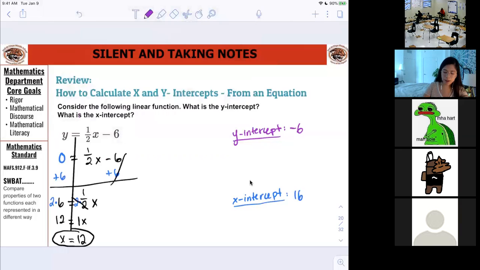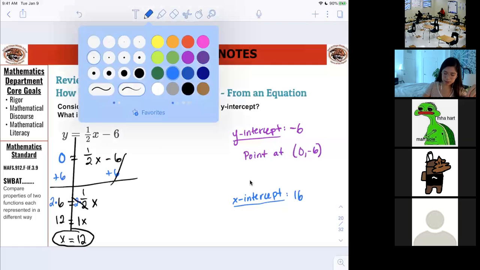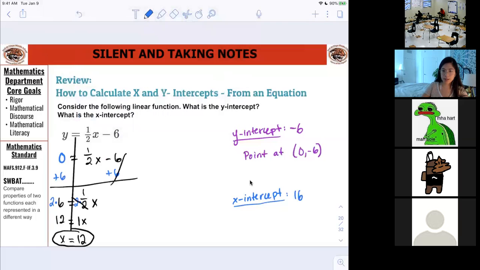Okay, and remember again, the y-intercept is -6, so that means that there is a point at (0, -6). And since the x-intercept is positive 12, that means there is a point at (12, 0). Any questions on calculating the x-intercept when you have an equation?